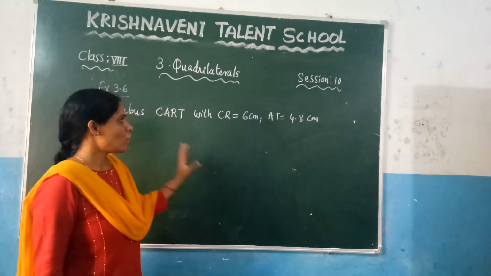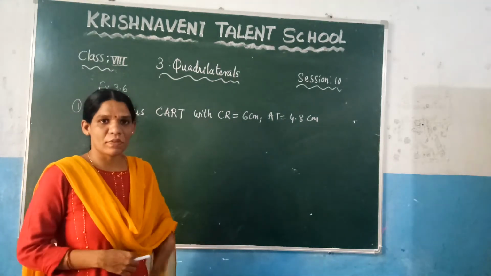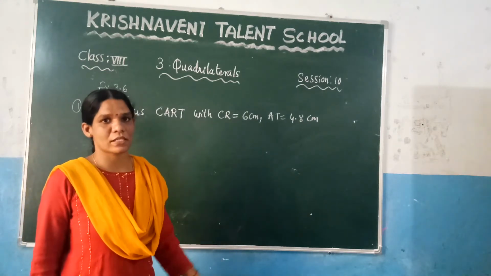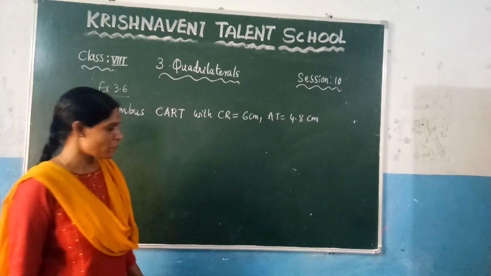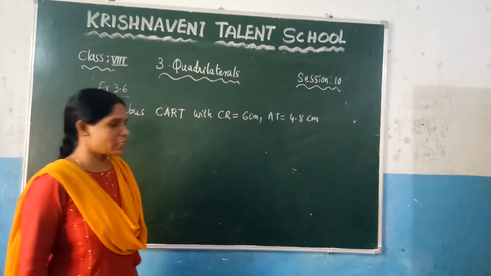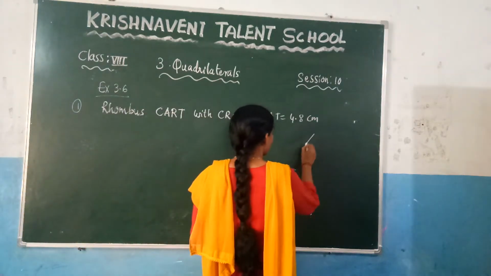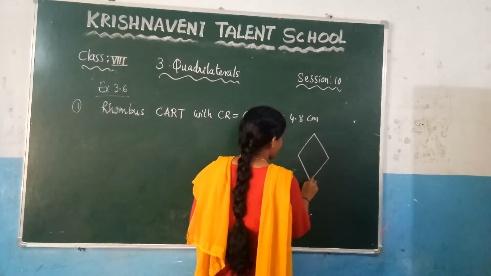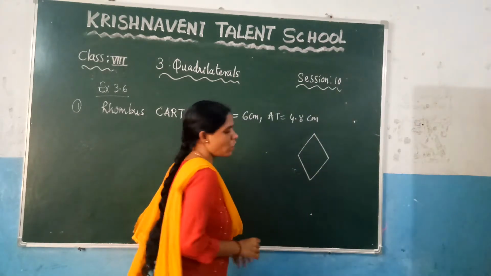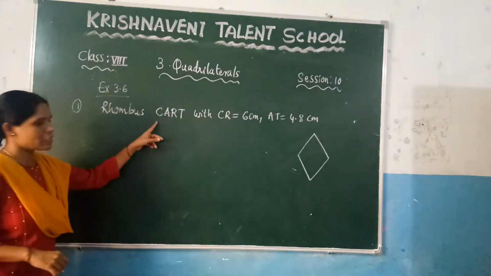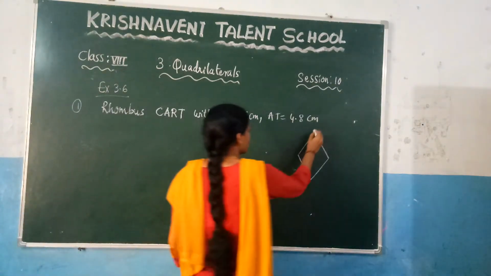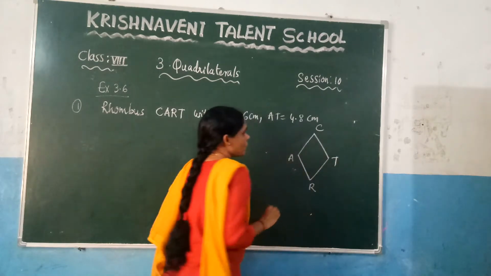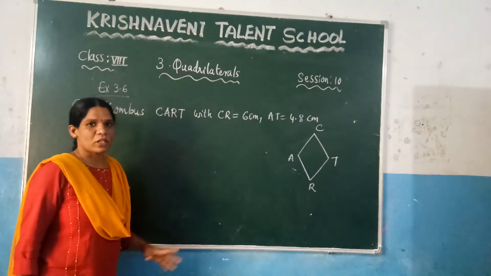Here, first, what they have given are the diagonals. If you are given the diagonals, how to construct the rhombus, we are going to discuss now. Before that, draw a rough sketch. You know that the rhombus will look like this. So draw one rhombus and write its name, which is CART, C-A-R-T.